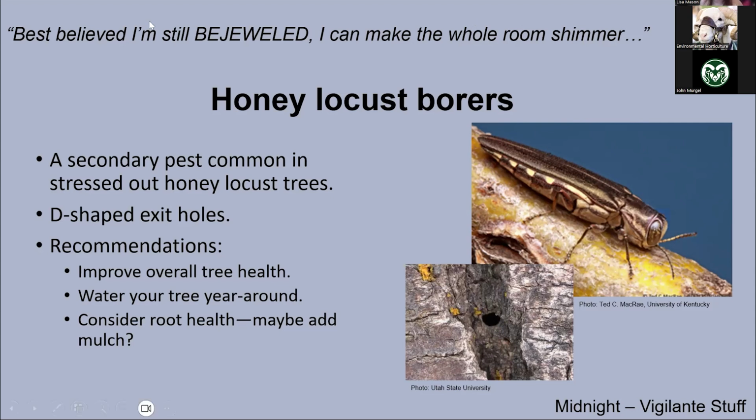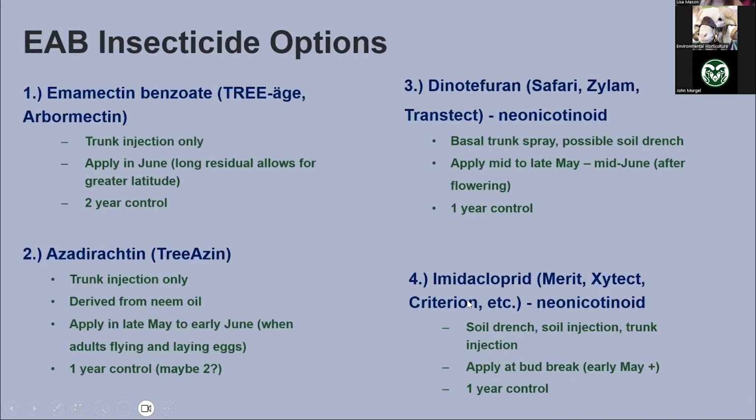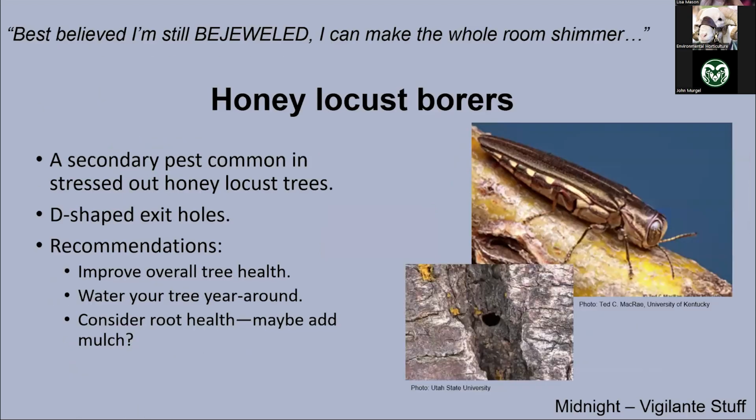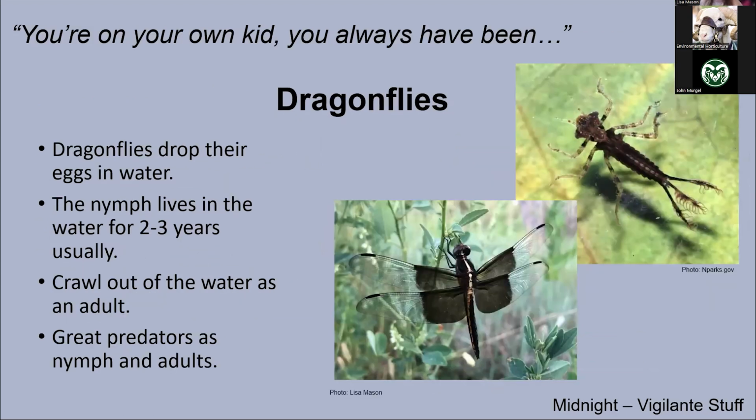Honey locust borers do create that same D-shaped exit hole, the same size as the emerald ash borer. So if you're curious about what is inside your tree, the first thing to do is identify that tree, and we're happy to help you with that.